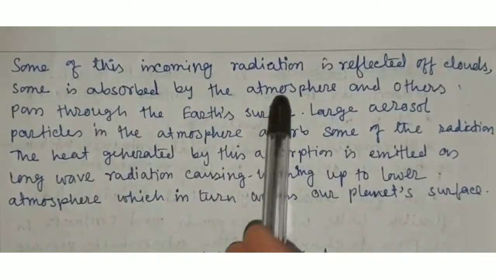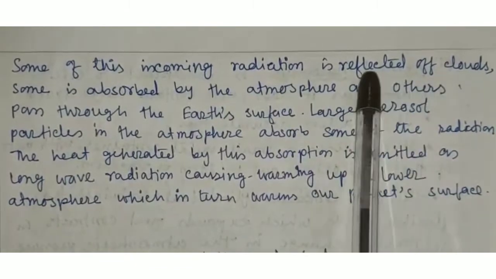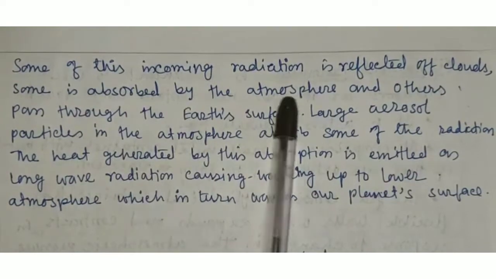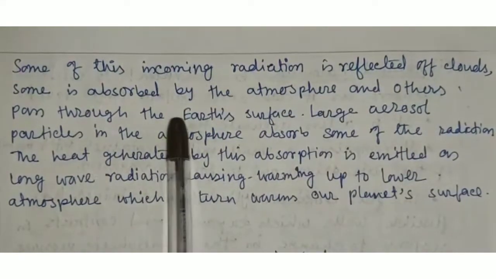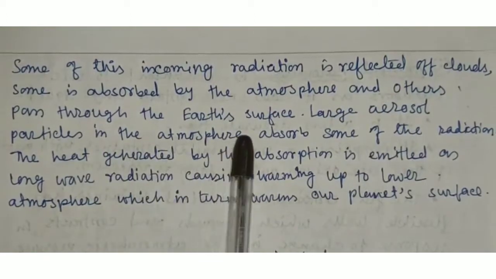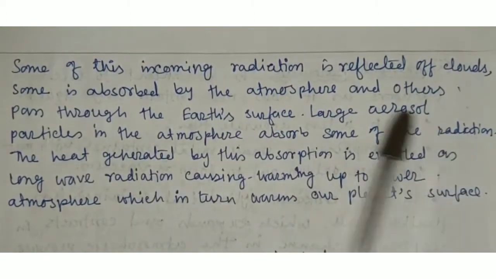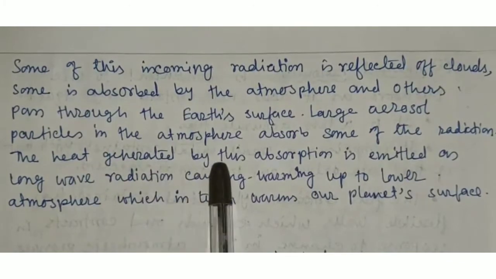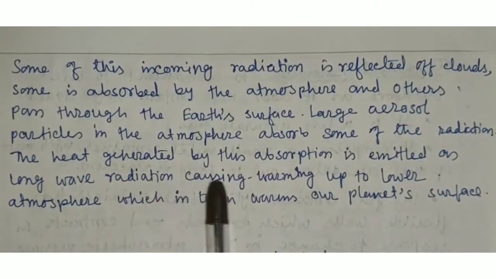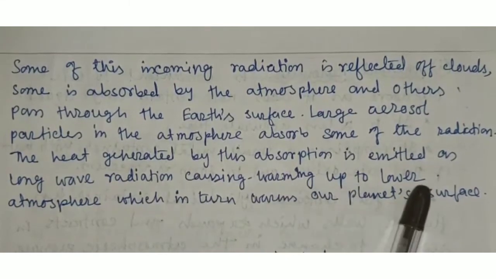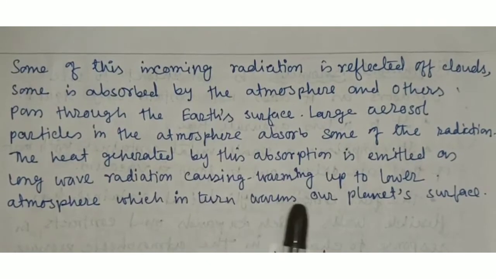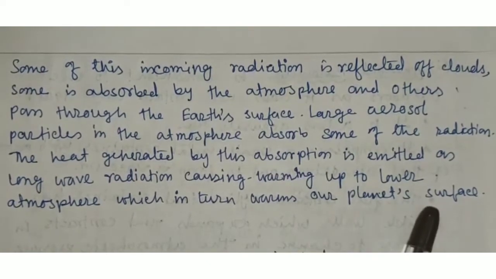Some of this incoming radiation is reflected by clouds. Some is absorbed by the atmosphere and the rest passes through to the Earth's surface. Large aerosol particles in the atmosphere absorb some of the radiation. The heat generated by this absorption is emitted as long wave radiation, causing warming of the lower atmosphere, which in turn warms our planet's surface.